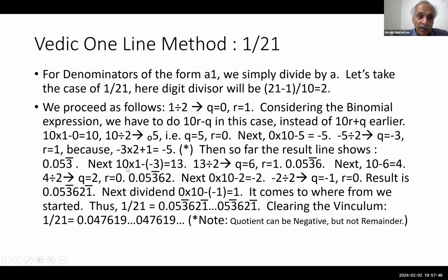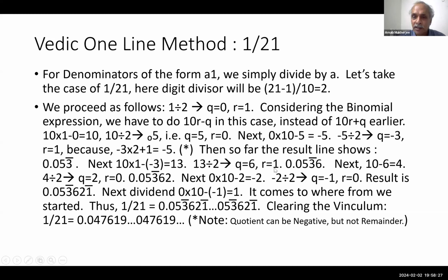Now again, remainder is 1. So 10 into 1 minus this -3 means 13. It becomes 13 now, instead of 7, it will become 13. 13 divided by 2 is, quotient is 6 and remainder 1. So now you write 0, 5, 3 and 6. No, sorry, 0, 0, 5, 3 vinculum and 6. Then again, there was 6 quotient, 1 remainder.